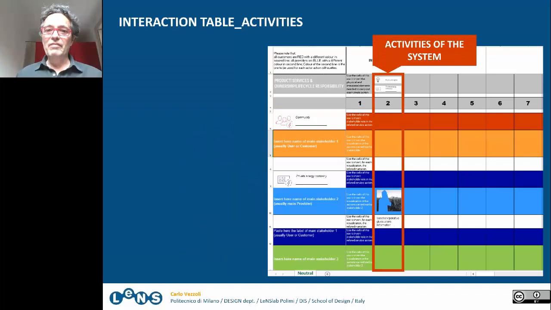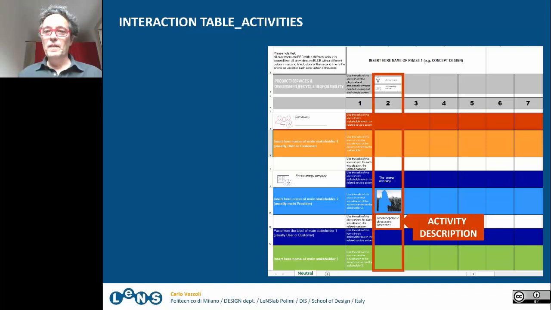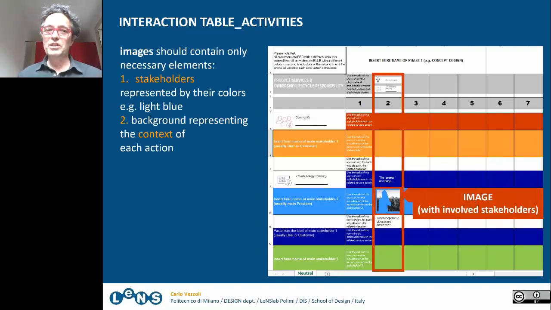So here we have the activities of the system, and let's see that first of all, for a given actor, for example, we see this provider, it's a private energy company. We have a short text that is describing the role. Then we have an activity description. Here is more a narrative, could be even in third person, like in a storyboard, let's say. And then we have an image.